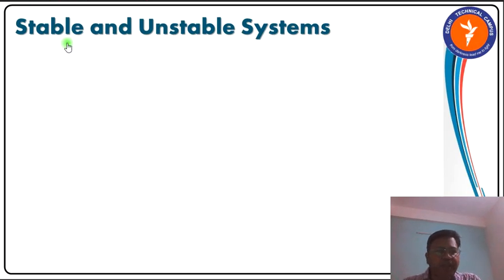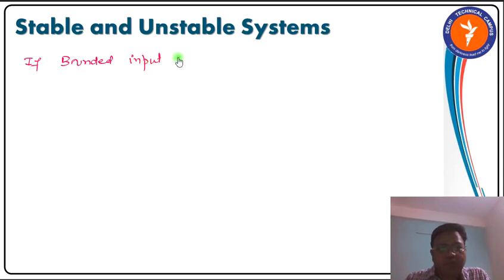We are now on to the final classification of the system. We will classify the system as stable and unstable. We classify a system as stable if a bounded input produces a bounded output. A bounded input produces a bounded output.